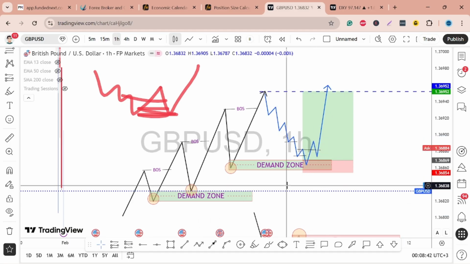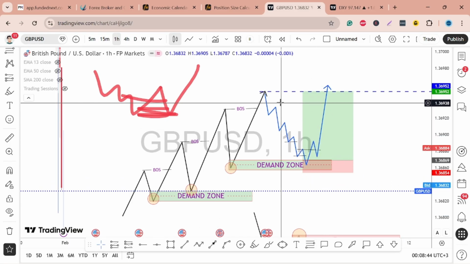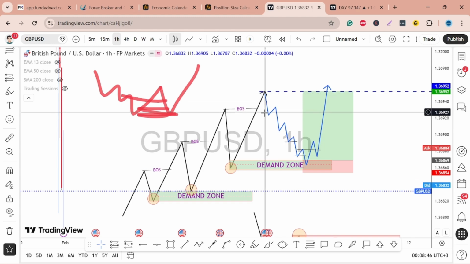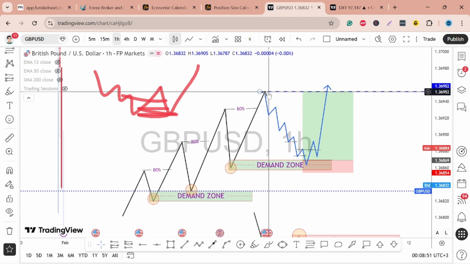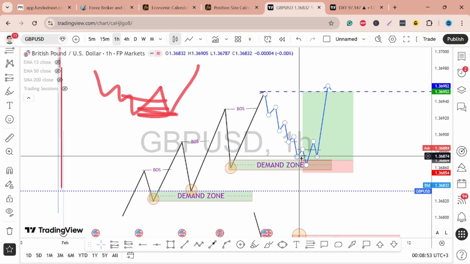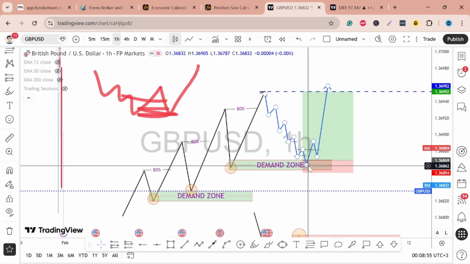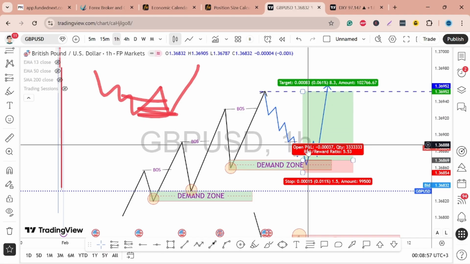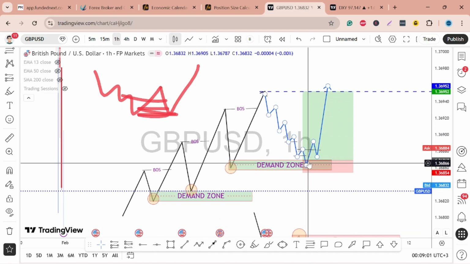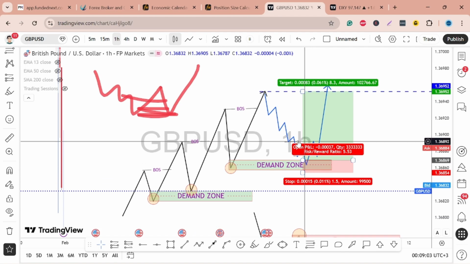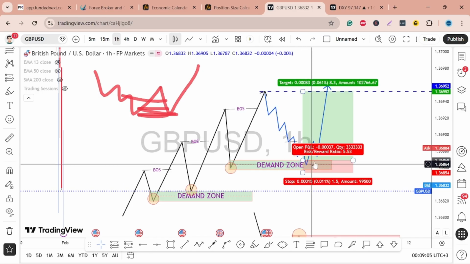So as soon as we have the change of character, now we already know that the market is turning inside out. The pullback is aligning with the major direction of the market, which generally is an uptrend. So you want to see this change of state of the market here.